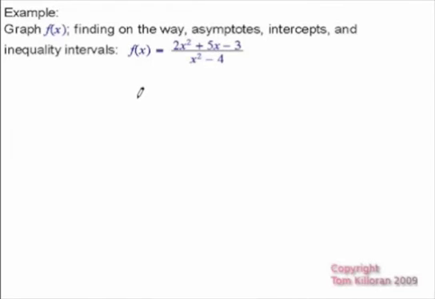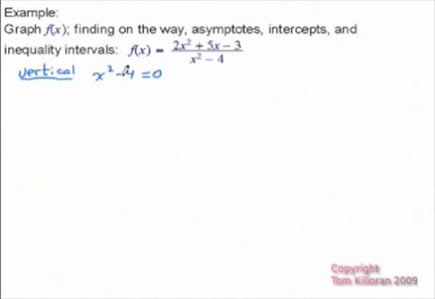Here's a detailed example of how to graph a rational function with asymptotes, intercepts, and inequality intervals. So let's start off with finding the asymptotes. The easier of the ones to find are the vertical, and the vertical ones are found by just letting the bottom, the denominator, equal 0 and find out when that happens. So we're going to do x squared minus 4, set it equal to 0.